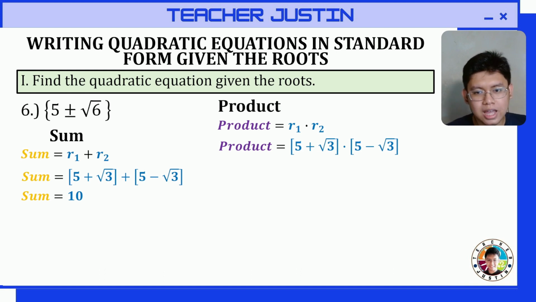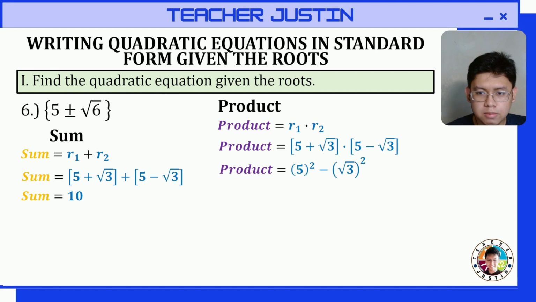Multiplying conjugates. So, pag nagmumultiply tayo ng conjugate, may shortcut tayo dyan. We have to copy the first term and then square it, minus the last term, then square it. So, we have 5 squared will give us 25. Square root of 3 squared is 3. So, 25 minus 3 will give us 22.